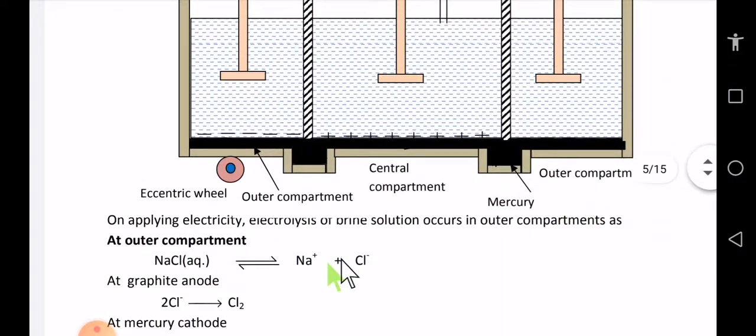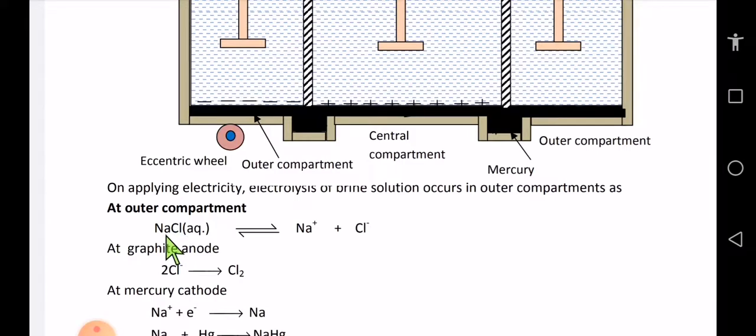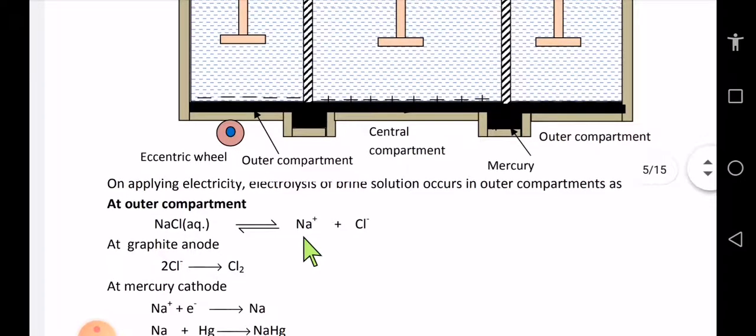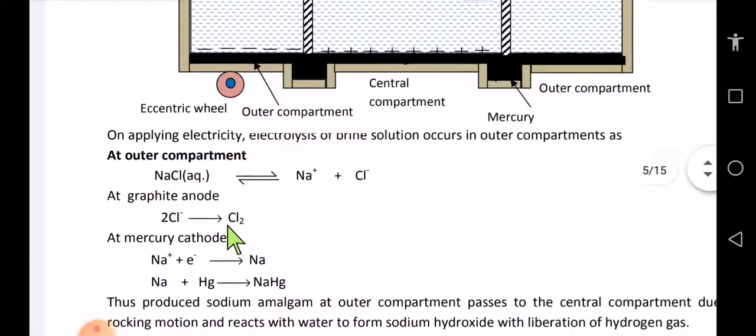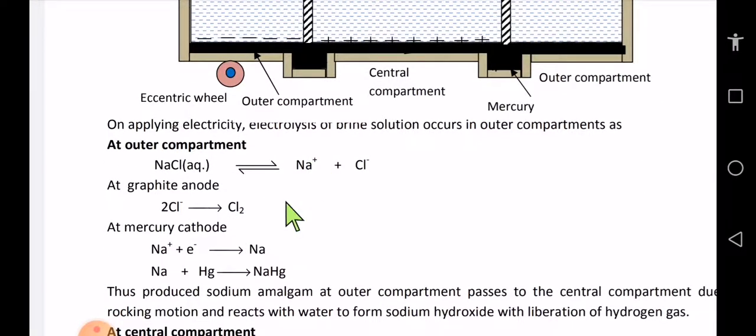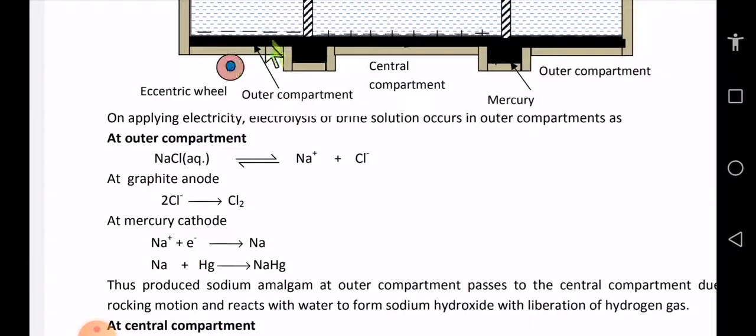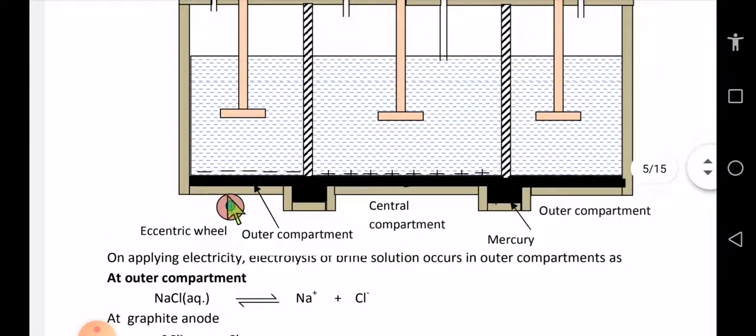The reaction occurs like this. Look, at the outer compartment, NaCl gets ionized into Na plus and Cl minus. Cl minus migrates towards the graphite anode, where it loses 2 electrons and is converted into chlorine gas, Cl2 plus 2 electrons, and chlorine gas escapes out from the outlet, while Na plus migrates towards the mercury cathode in the outer compartment.